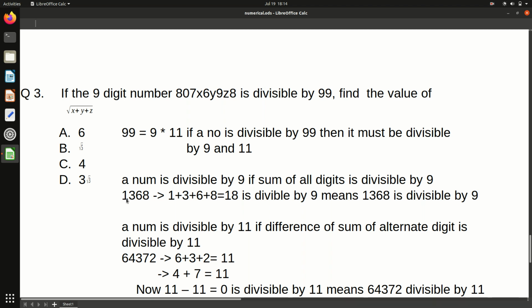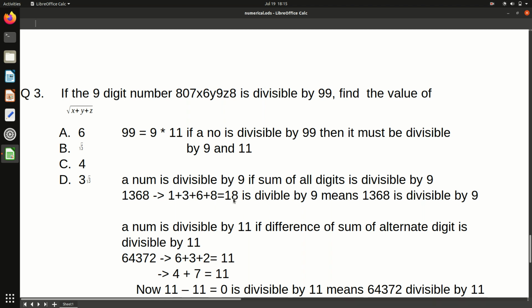Let us say I've taken the example 1368. If I directly ask you whether this number is divisible by 9 or not, you might think for a while and try to divide it. But there is a simple rule: just take the sum of all the digits. So 1 plus 3 plus 6 plus 8 is 18. Now we have to check whether this sum is divisible by 9. If the sum is divisible, this number is also divisible by 9, and if the sum is not divisible by 9, this number is also not divisible by 9.